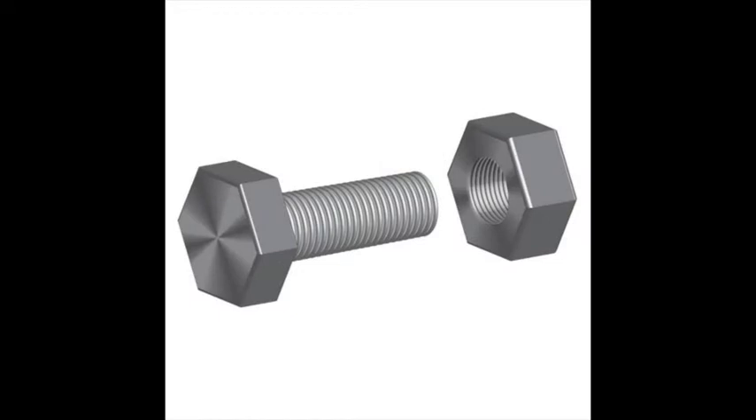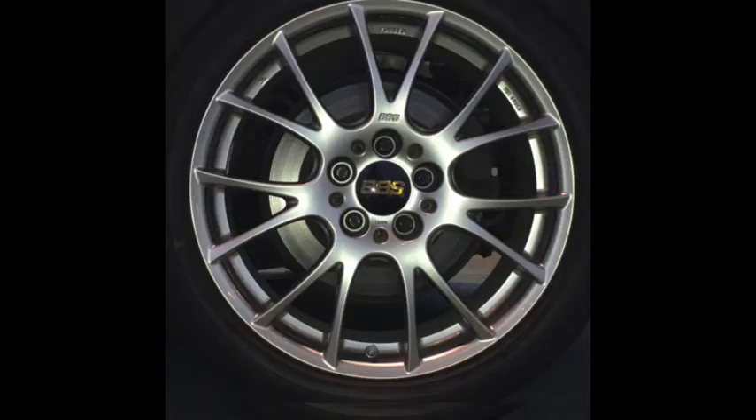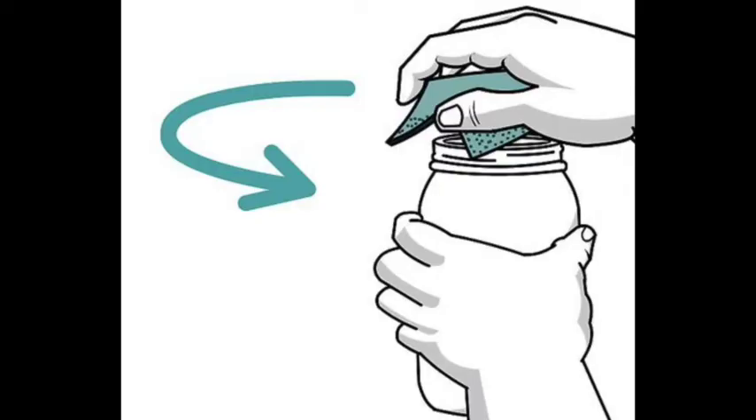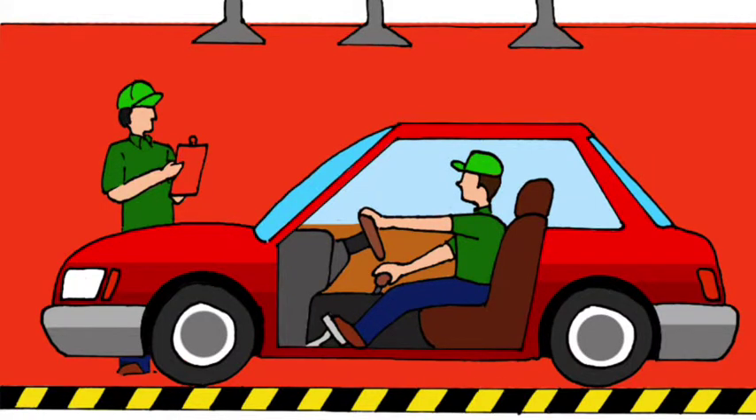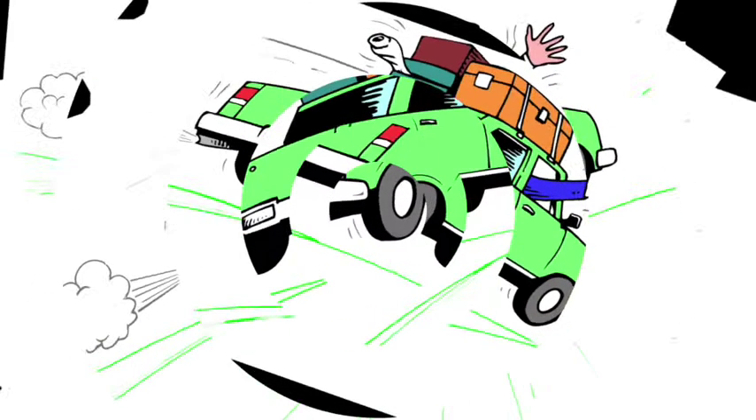Nuts and bolts twist or torque to hold parts together. Also, nuts and bolts are great for removable parts like wheels. We feel torque when we twist open a jar. Next, the car is tested to make sure all the systems work properly. Now the car is ready for us to drive.